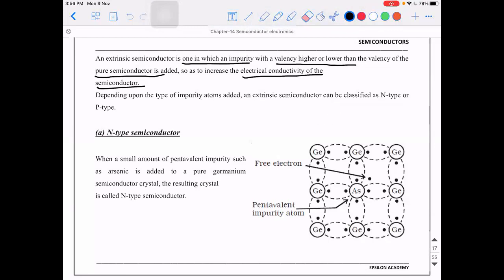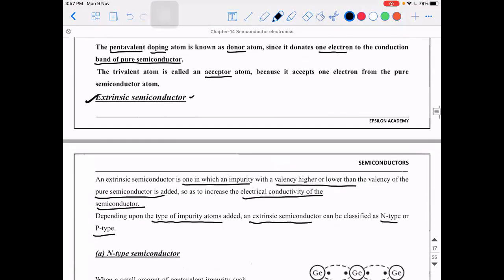So the last point we were discussing is, the whole objective of all these doping processes is only to increase the electrical conductivity of that particular semiconductor. Unlike conductors where you have free electrons alone, depending on the type of impurity that you add, an extrinsic semiconductor is basically classified into two types. One is called N type or P type. So understand the classification. I'll bring it like this.